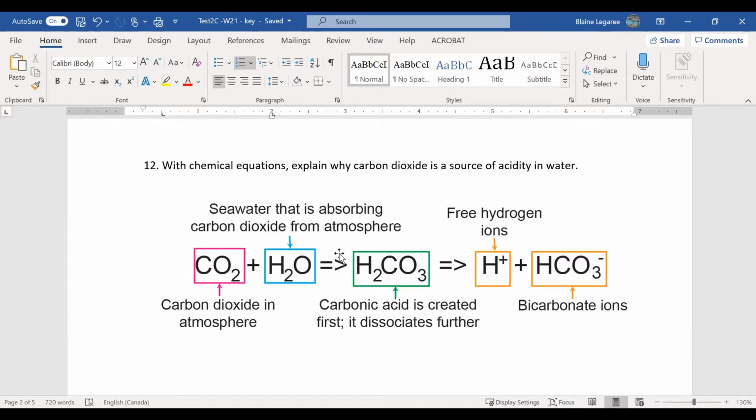This is just a Google image search thing. It says seawater is absorbing carbon dioxide from the atmosphere, but it applies to any water can absorb carbon dioxide.